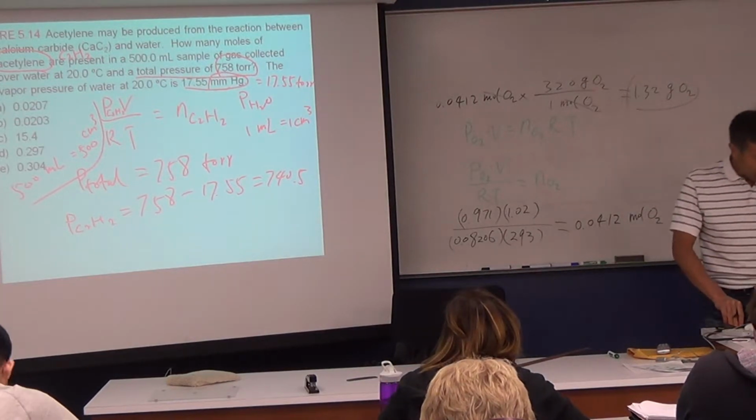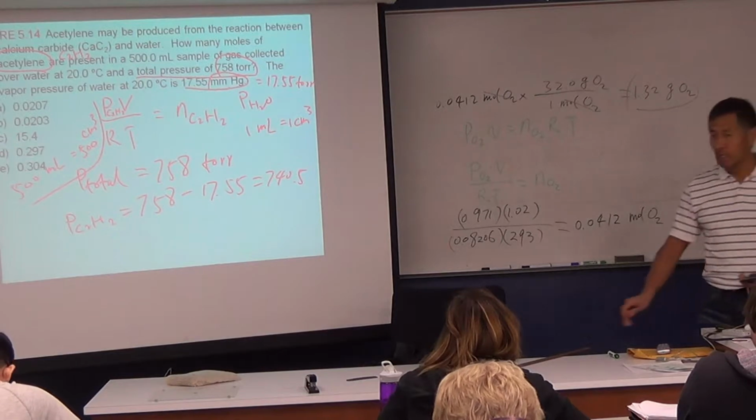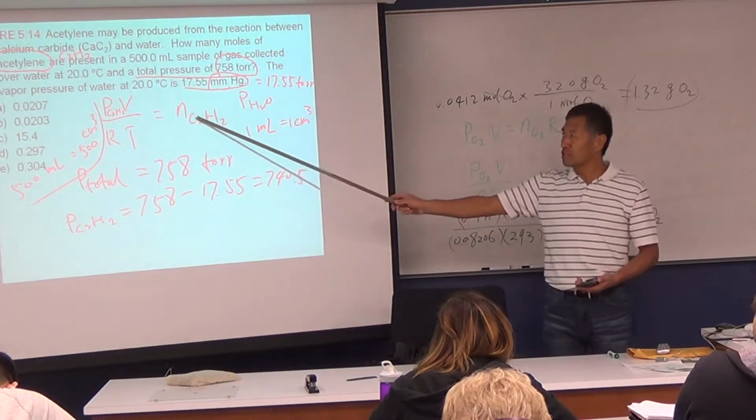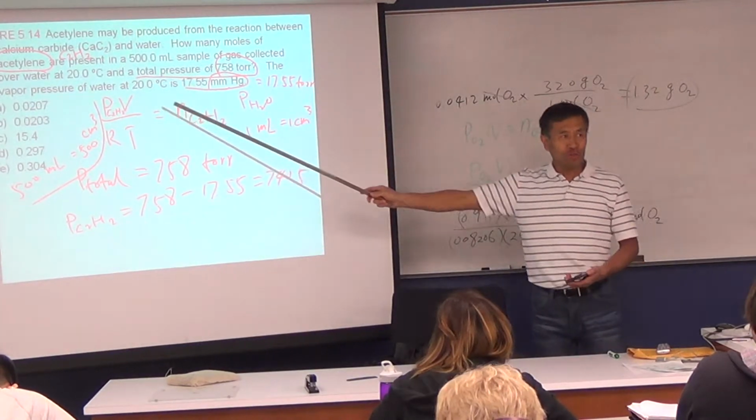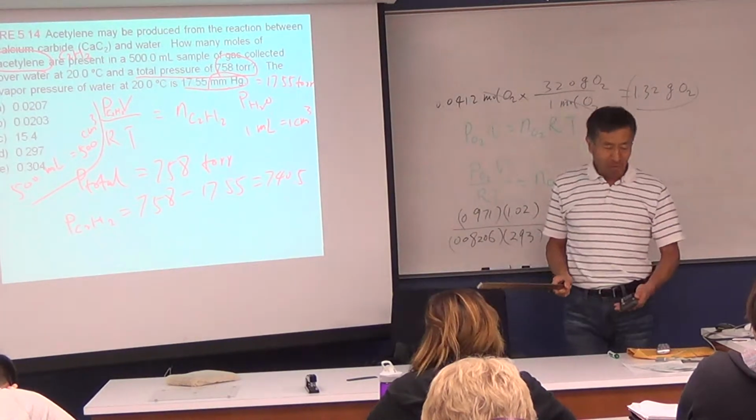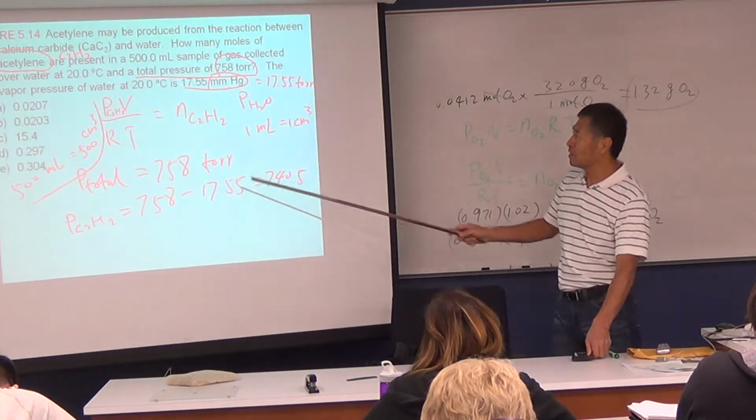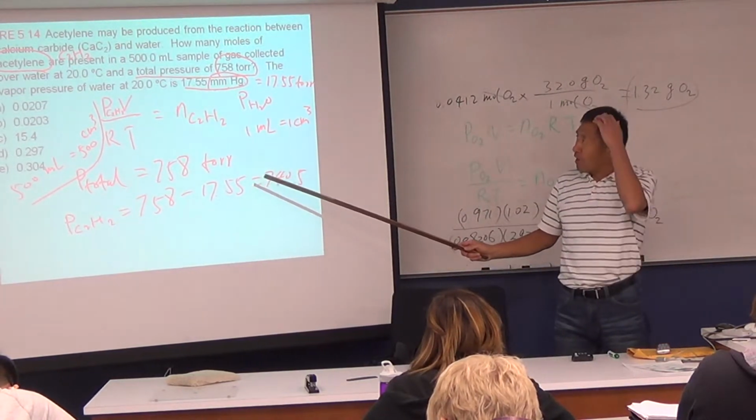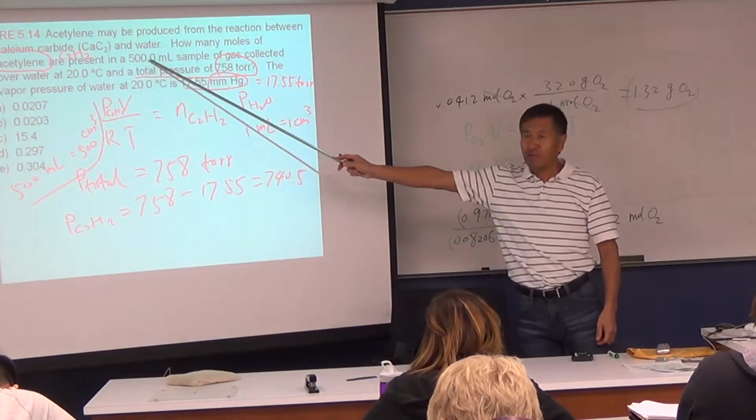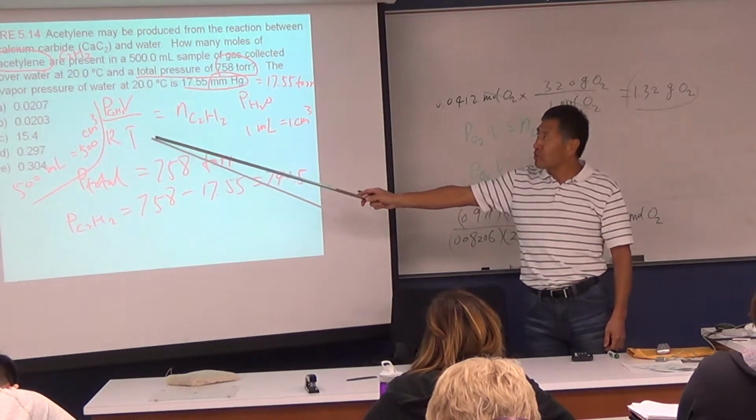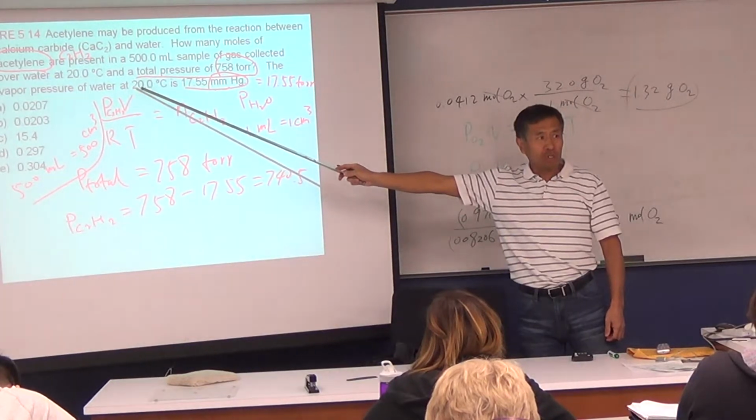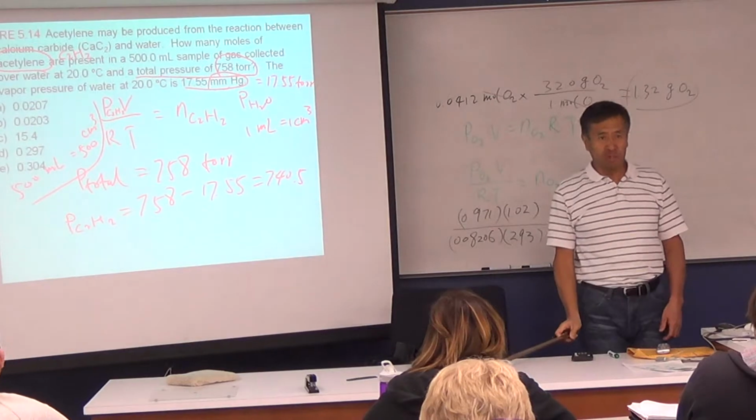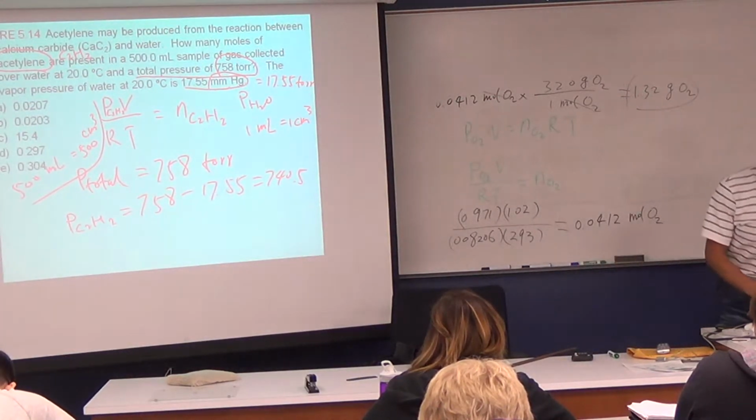We want to use what equation now? This equation here. You want to find this number, and use this equation, and you already know everything. You know this pressure now. What is our volume? 500 ml. What is our temperature? 293 K, from 20 degrees Celsius. So make sure you get the right units.